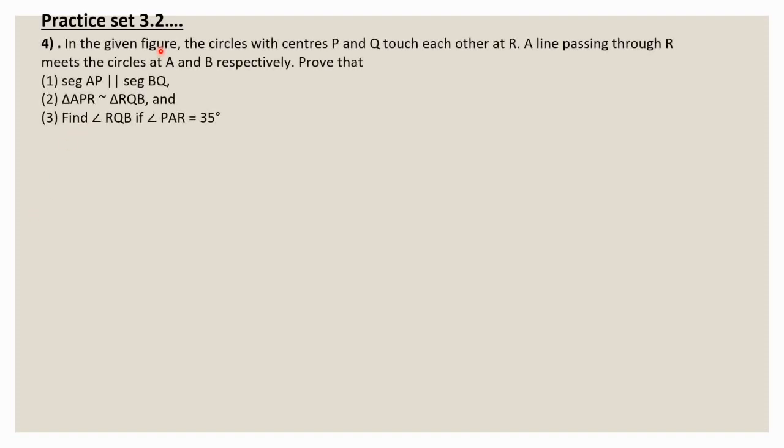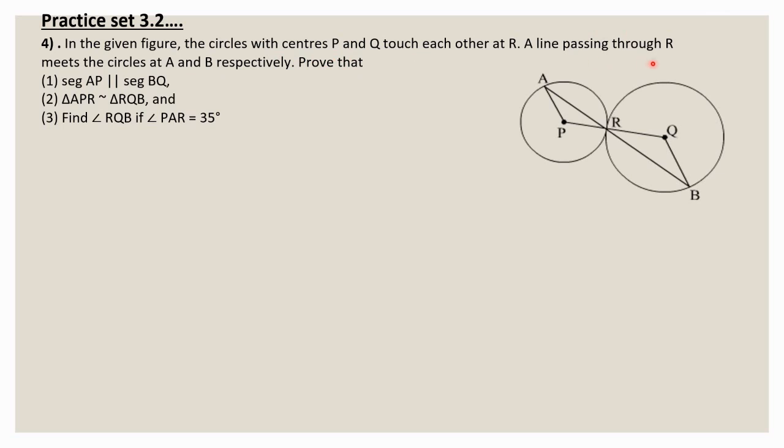Practice set 3.2, the fourth sum. In the given figure, the circles with centers P and Q touch each other at R. A line passing through R meets the circles at A and B respectively. Prove that first, segment AP is parallel to segment BQ. Second, triangle APR is similar to triangle RQB. And third, find angle RQB if angle PAR is equal to 35 degrees.